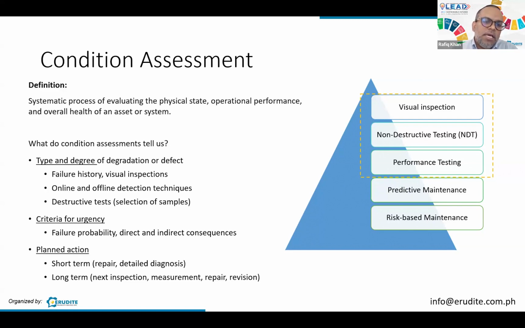So what does it tell us? Condition assessment, because of the questions that we ask, lets us answer this as well: the type and degree of degradation or defect. So we look at failure history, we do visual inspections, some form of testing or detection methods, and also destructive testing. Destructive tests sometimes involve failure investigations, where we dismantle parts, look at the insides, and identify root causes. Those are possible ways of doing this kind of assessment.